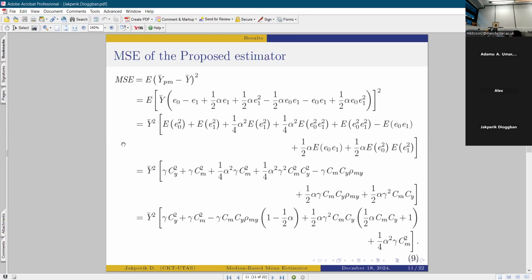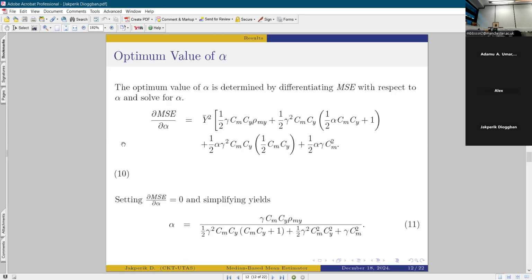Then the mean square error is defined as the expectation of the proposed estimator minus the mean, squared. Then making relevant substitution and simplifying, we obtain equation 9 as the mean square error of the proposed estimator. But then this alpha is a scalar, which seeks to improve on the convergence of the proposed estimator. Therefore, there's the need for us to obtain the optimal value of alpha that will ensure optimum performance of the proposed estimator.